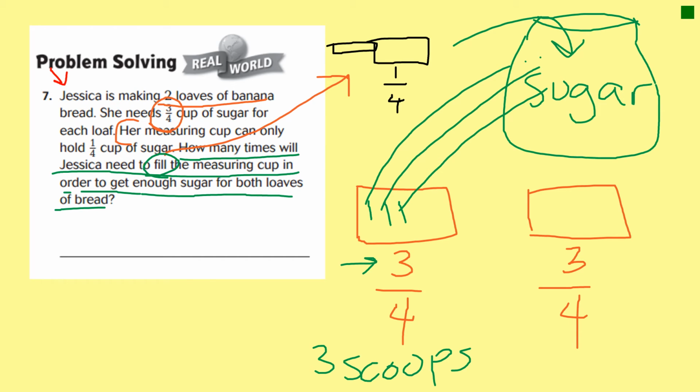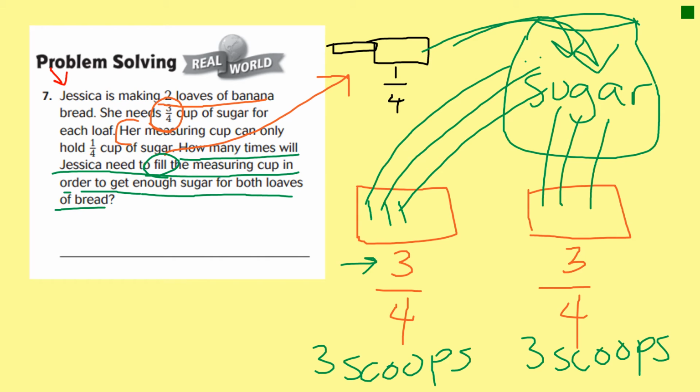And then the same thing here. She's going to have to scoop 1/4, 2/4, 3/4, because her cup only holds that 1/4. So it's going to be 3 scoops for this loaf of bread as well. So how many times does she need to fill that measuring cup? She needs to fill it 1, 2, 3, 4, 5, 6 for both loaves of bread. So how many times? 6 times.